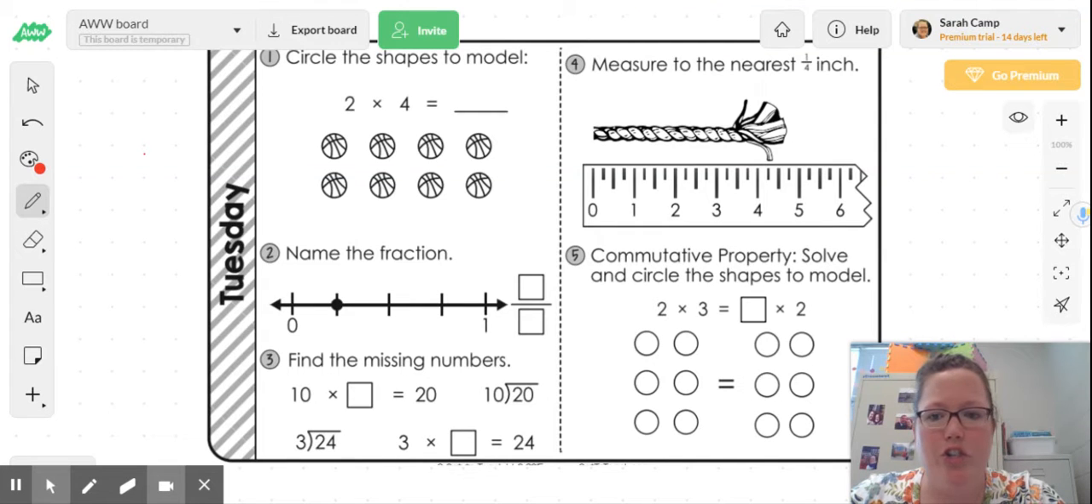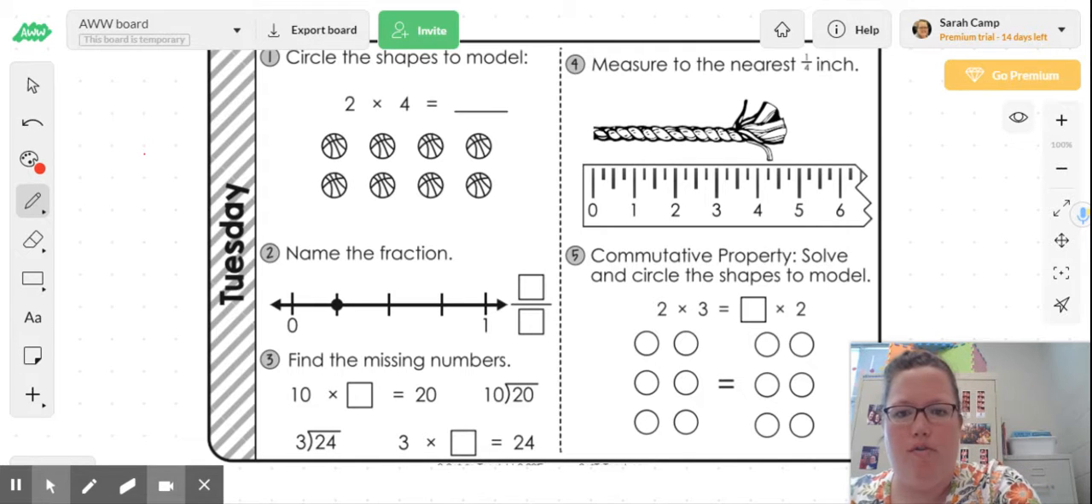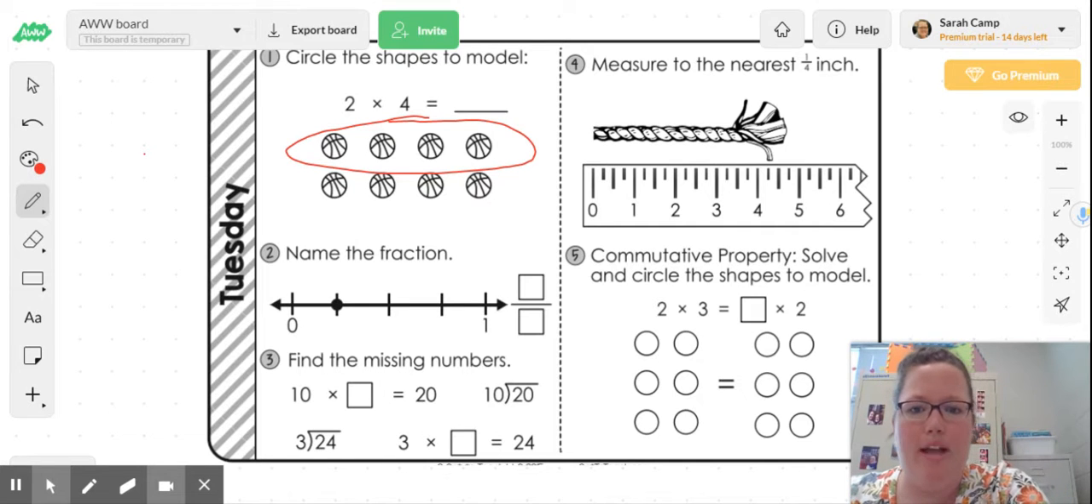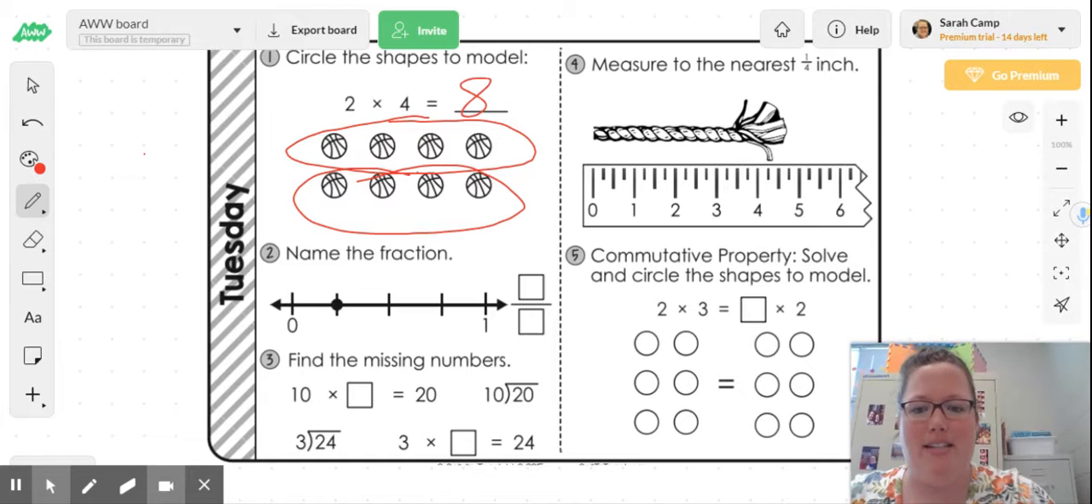All right, guys, let's go over Tuesday's morning work. The first one is a simple multiplication one, and they have two groups of four or four groups of two, depending on if you're looking at it frontwards or backwards. So we have one group of four and then two groups of four for a total of 8 basketballs.